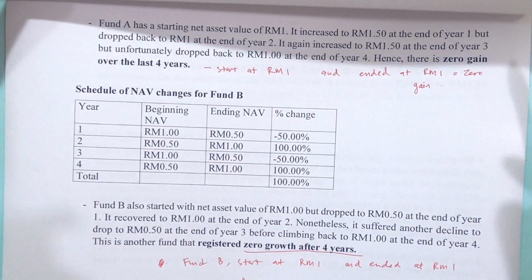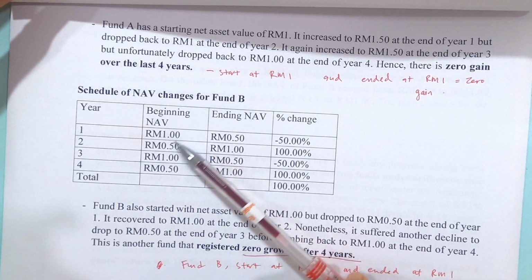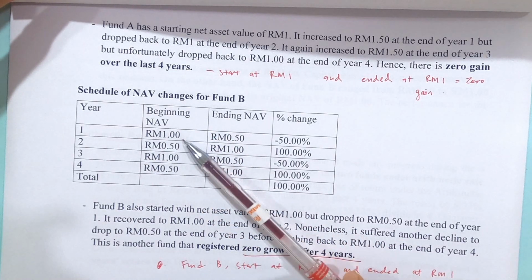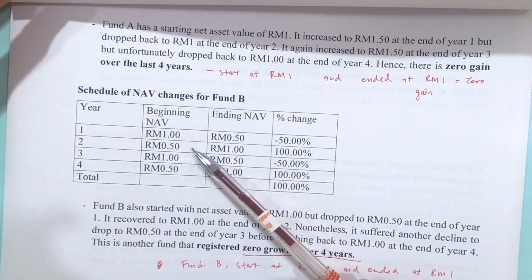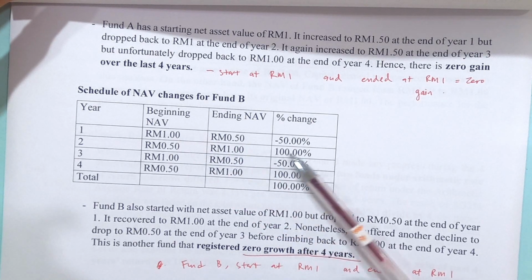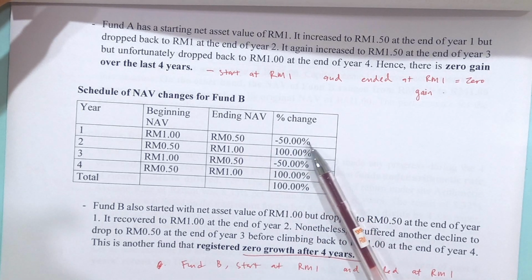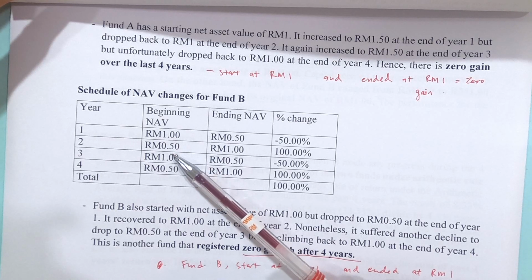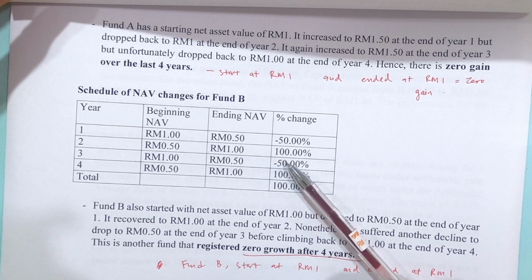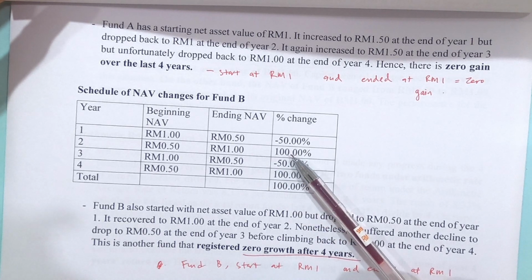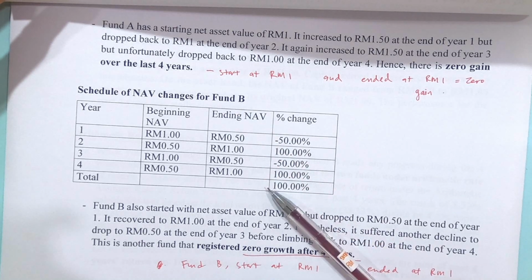Alright, now we are going to look at Fund B. As for Fund B, the net asset value is 1 ringgit in the first year, but the ending net asset value reduced to 50 cents at the end of the first year, which means a reduction of 50%. But in the second year, from 50 cent, it increased to 1 ringgit, which means a 100% increase of the net asset value of Fund B.